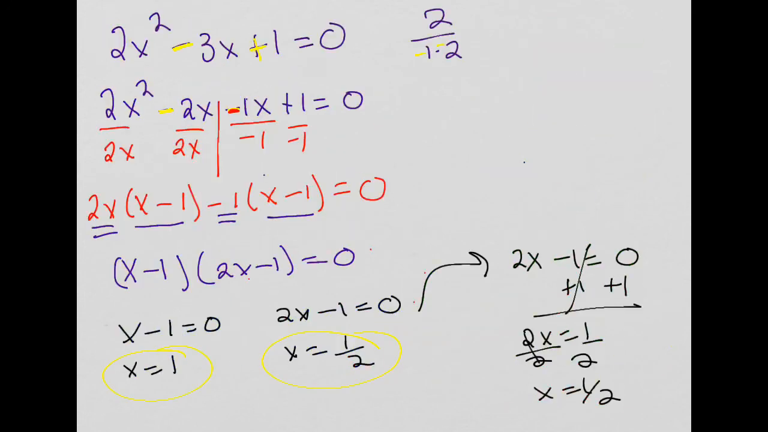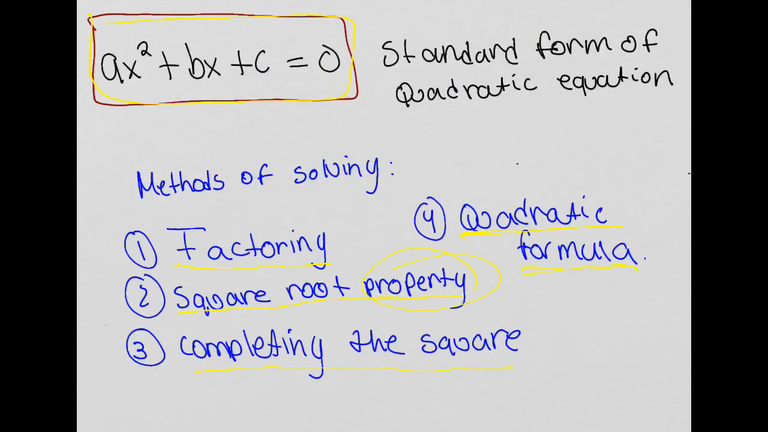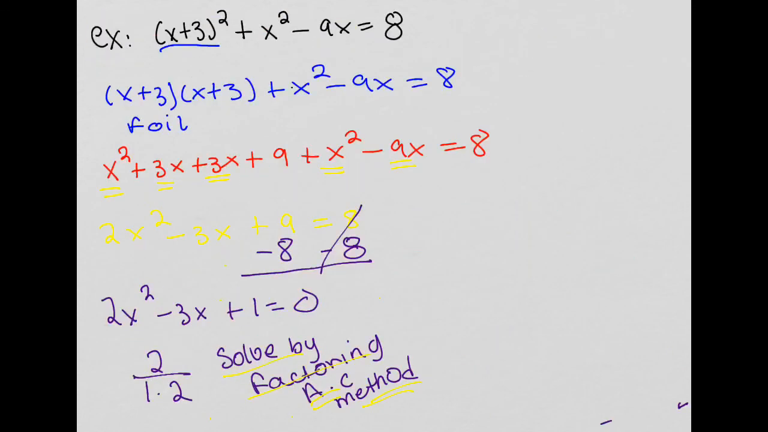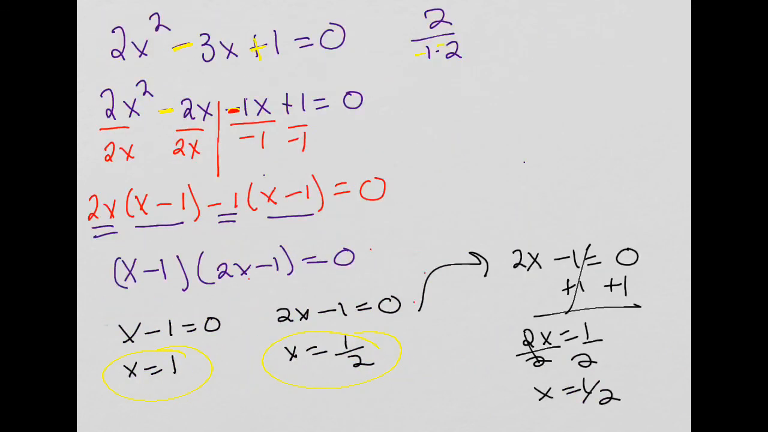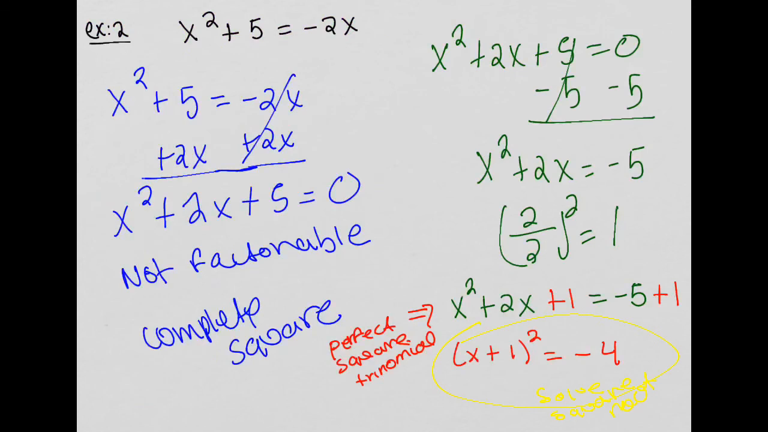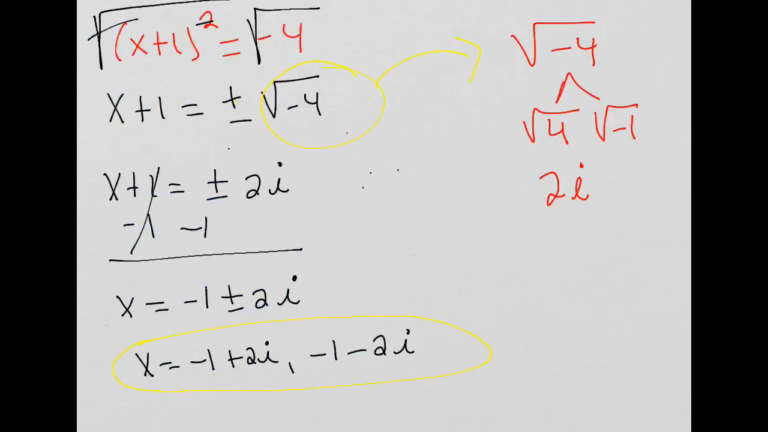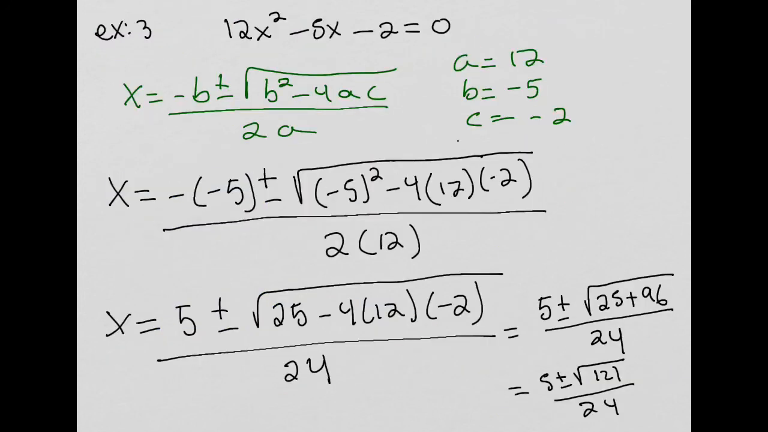So we had a few examples. The first example we solved using factoring. The second example, we used completing the square and finished it using the square root property. And the third example, we used the quadratic formula.